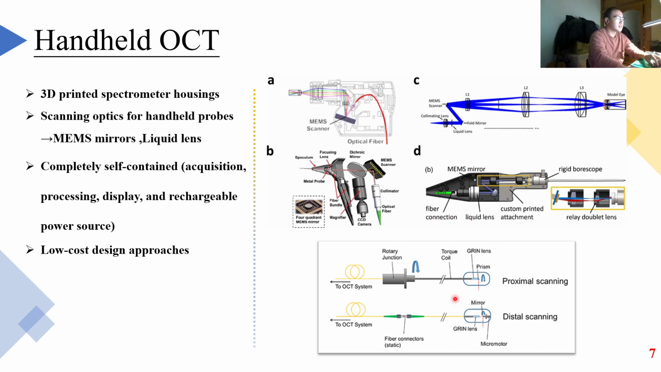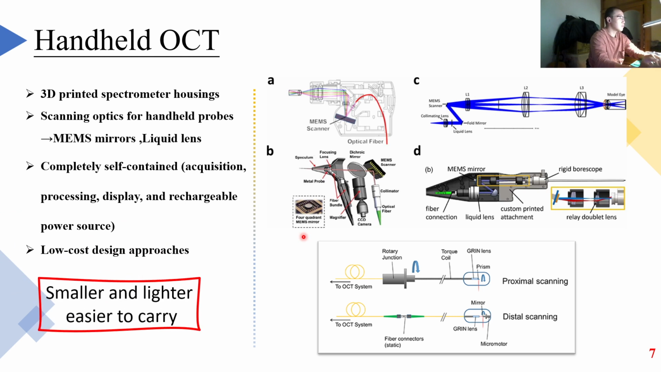And in these features, it shows different ways to transmit the signals. The third is the computer, with self-contained acquisition, processing and display, and a rechargeable power source. And the last one is that it has the lowest cost design approach. So handhelds are also smaller and lighter, and easy to carry.